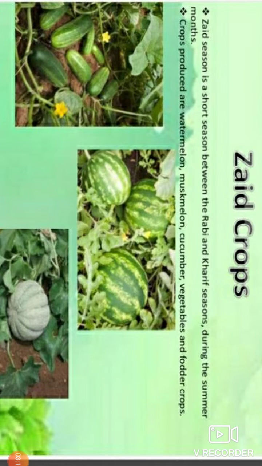Next is the Zaid crop. The Zaid season is a short season between the Rabi and Kharif seasons during the summer months, and the crops produced are watermelon, cucumber, and vegetables. So these types of crops are grown in the Zaid season.